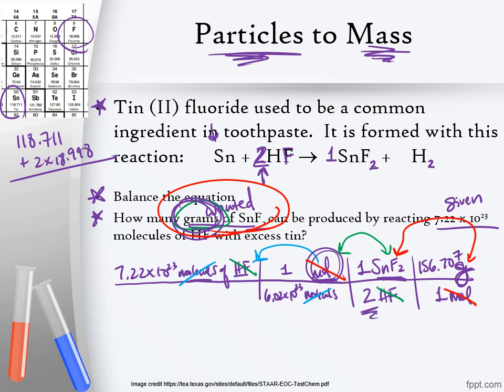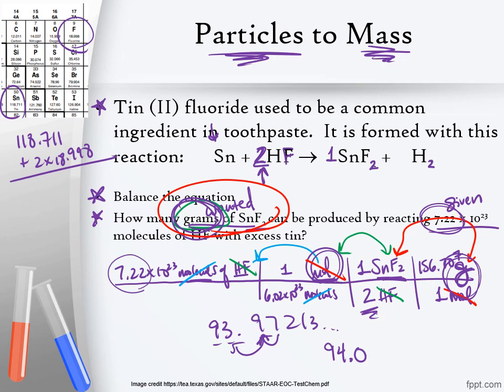Finally, final answer, 93.97213. So many digits. How many sig figs do I get to keep? 1, 2, 3 sig figs. So I'm going to keep 1, 2, 3. That 7 is going to pop that 9 up to a 10, which means that my final answer is going to be 94.0. Because if that guy goes up, that guy goes up. 94.0 grams of tin 2 fluoride, SnF2, is our final answer.